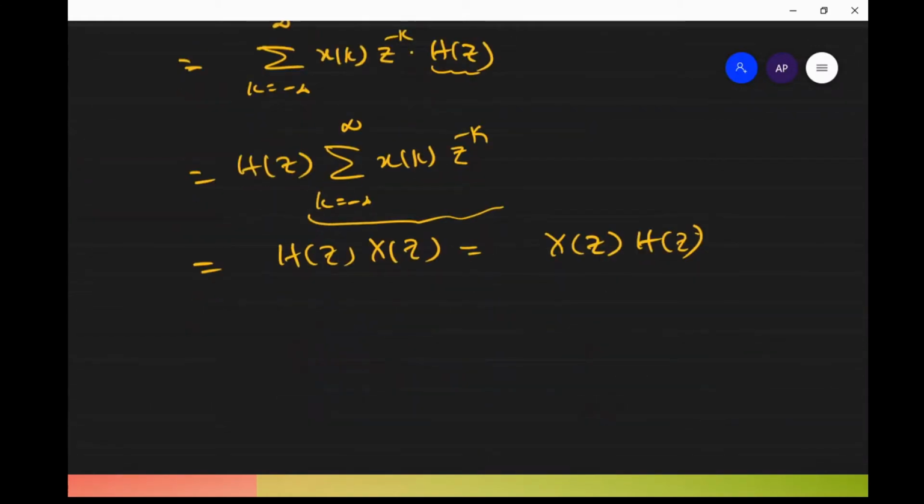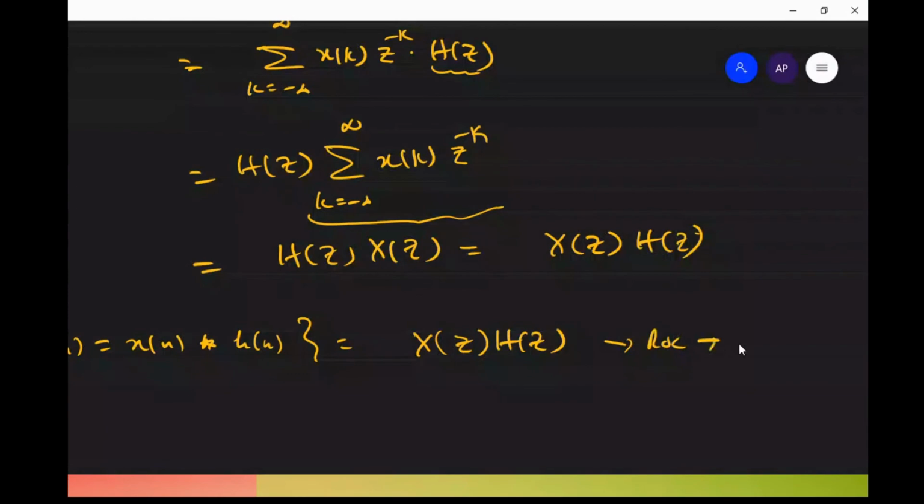Now we proved that convolution in time domain, if you take the z transform, is multiplication in frequency domain or z domain. What about the ROC? Well, the ROC is R1 intersection R2.